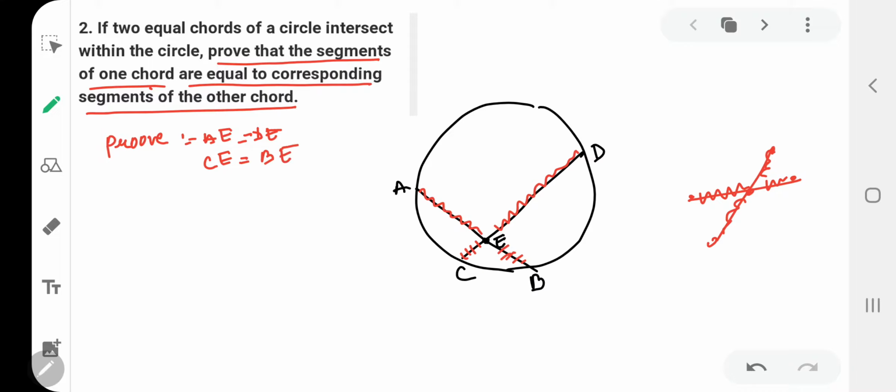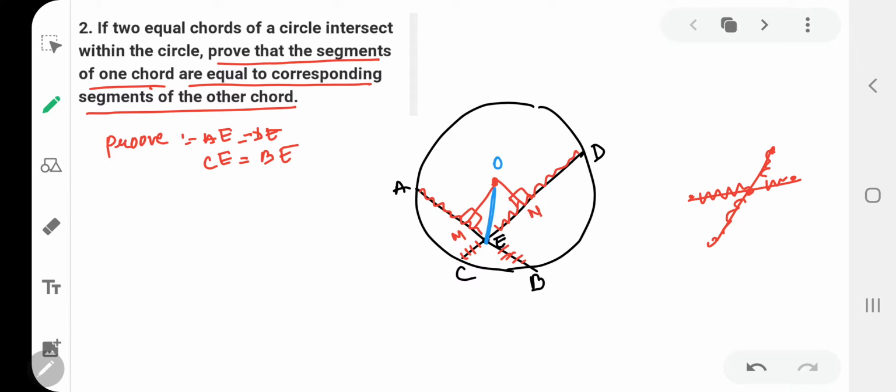For that, you require a construction: from the center, you have to draw a perpendicular to AB. I'll put a center here and draw a perpendicular to AB. Similarly, you have to draw a perpendicular to CD. Shall we name them M and N? Okay. Now you also have to join this. We'll name this center O, so OE you have to join. Got my point clear? Now you have to prove.